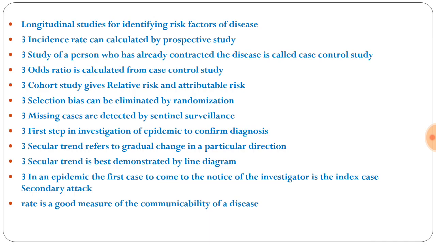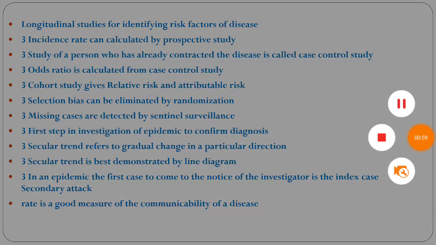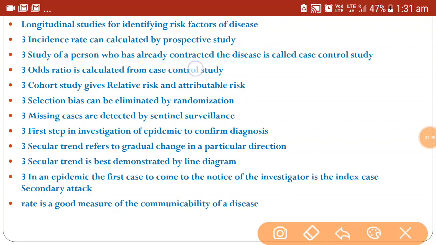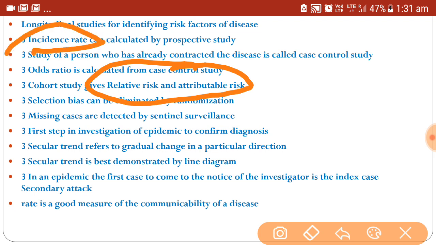So, this is Dr. Shivam, and starting with the series, longitudinal studies are done for identifying the risk factor of disease. Incidence rate can be calculated by prospective studies, while the cohort study gives the attributable risk and the relative risk. Okay, so sometimes we get asked how this incidence rate and how this attributable risk and relative risk can be calculated. So cohort for relative and attributable risk, and prospective is for incidence rate.